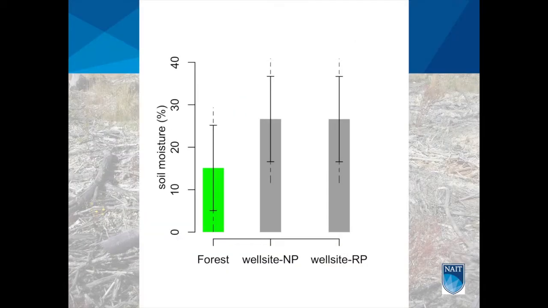Soil moisture in the forest was on average drier than in both well site types. This is not a huge surprise. We had a very dry summer this year, and canopy interception is going to further reduce that, and greater evapotranspiration in the forest relative to these open sites. So that's probably largely what's explaining this little blip up here.